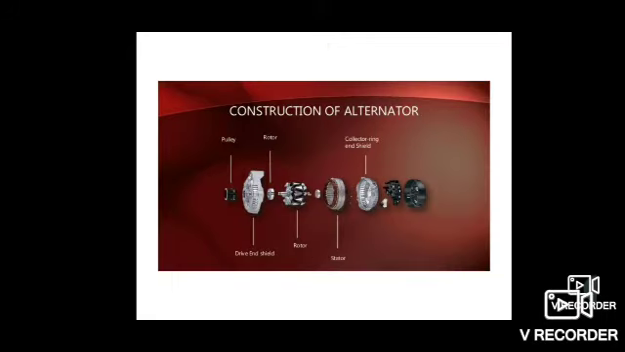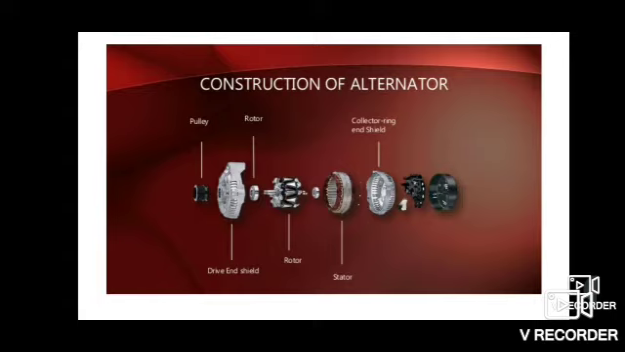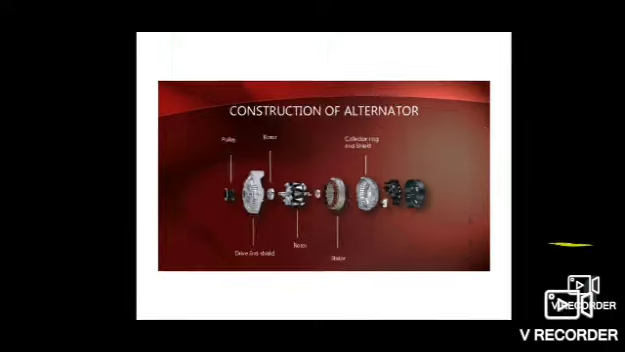So, this is the construction of alternator. See the diagram. First one is the pulley, second one is the drive axle, third one is the rotor, and next is the stator, and finally the collector ring and the end shield. They are the parts of the alternator: pulley, drive axle, end shield, rotor, stator, and collector ring.